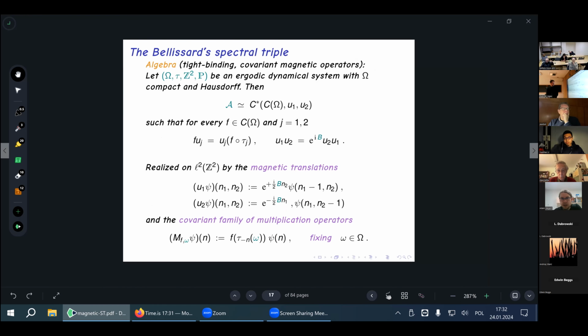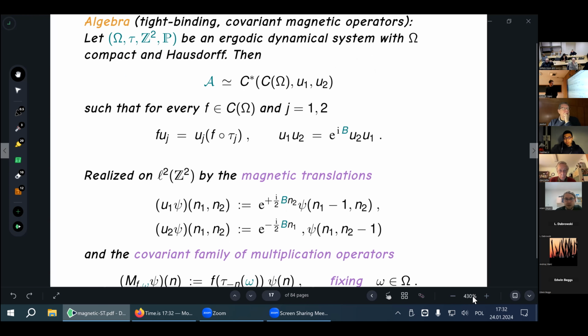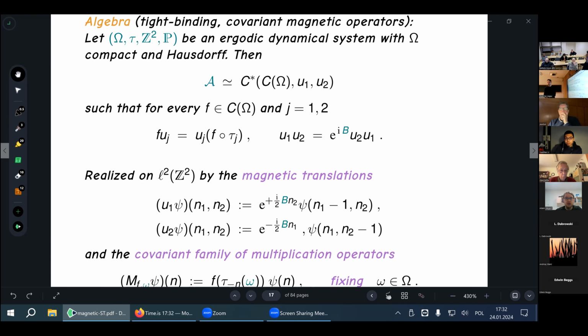Once again, what is this B? It's an invariant measure? No, B is a number. B is just a number. It's the magnetic field or the magnetic flux, so it is fixed once and for all. P is an ergodic measure, not B. Okay.